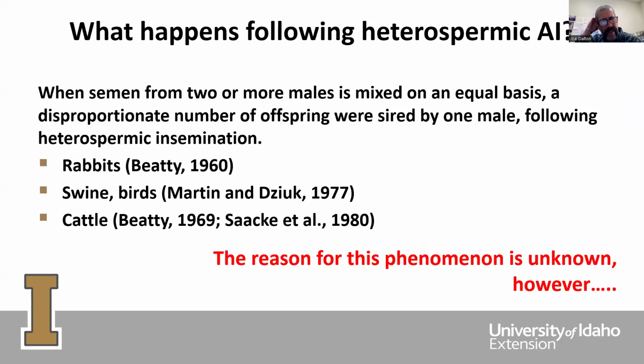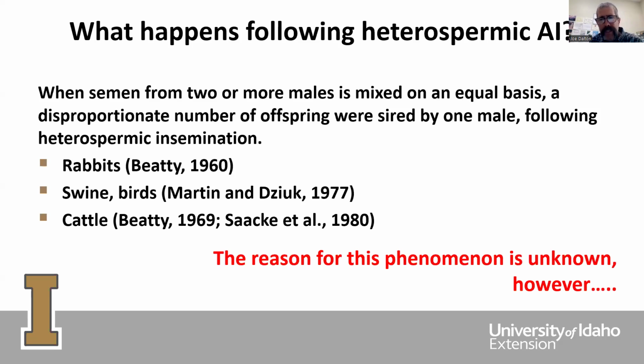So what happens following heterospermic AI? We have this mix. We have this heterogeneous population within this straw. Well, what happens is semen from 2 or more males, after it's mixed on an equal basis, results in a disproportionate number of offspring sired by 1 male. So that means of those 3 males that we have in a straw, 1 is going to sire a high percentage of those offspring. And this has been shown to be true in rabbits, in swine, in birds, in cattle.